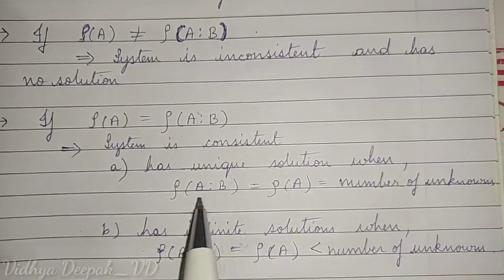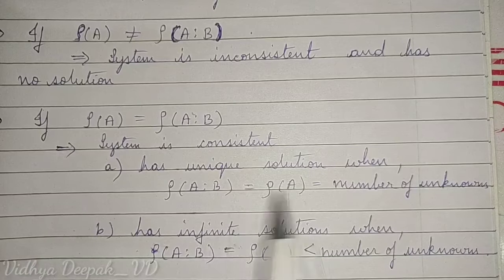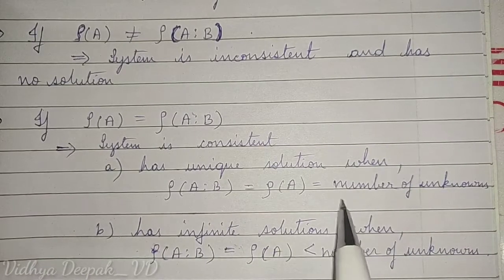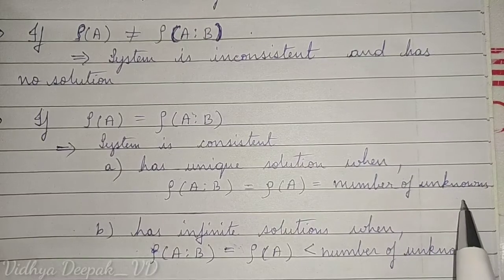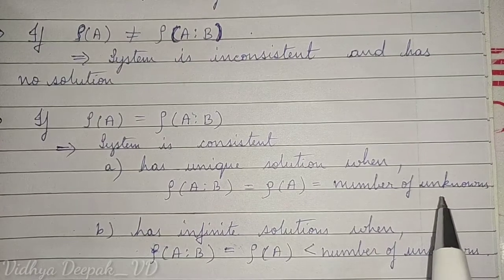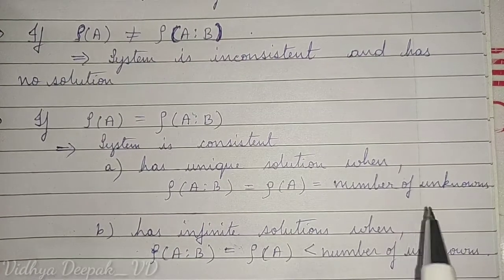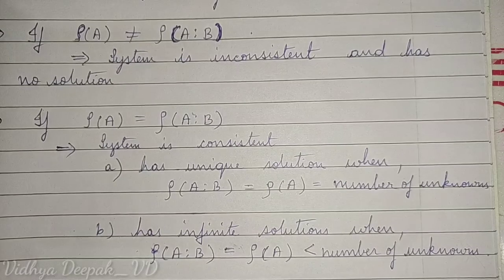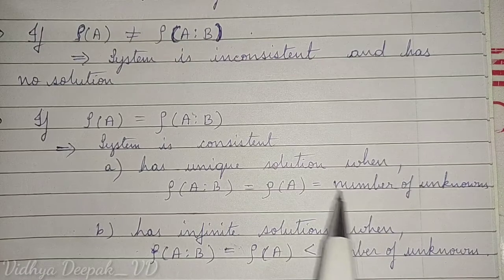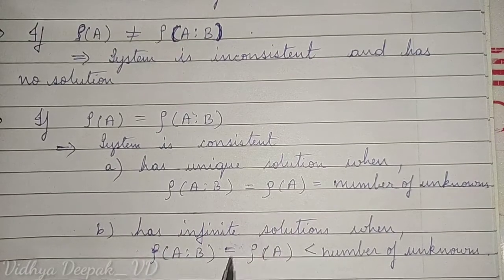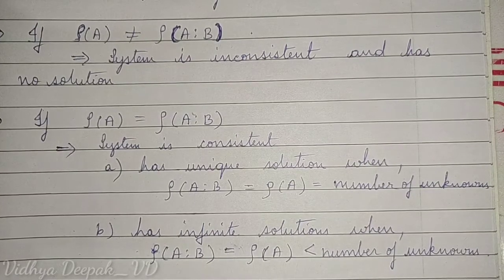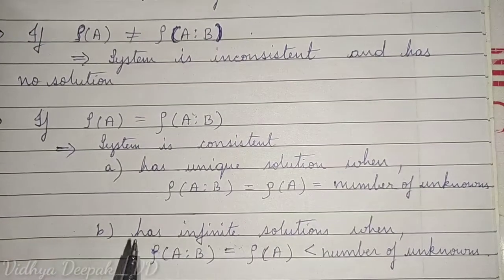The condition is when the rank of matrix A and the rank of the augmented matrix AB are equal, and that is equal to the number of unknowns. Say we have an equation x square plus y square is equal to 3. Then we have x square and y square to be unknowns, so two unknowns. If the rank is equal to the number of unknowns, then it has a unique solution. If it is less than the number of unknowns, it has infinite solutions. We will understand this concept better using an example.